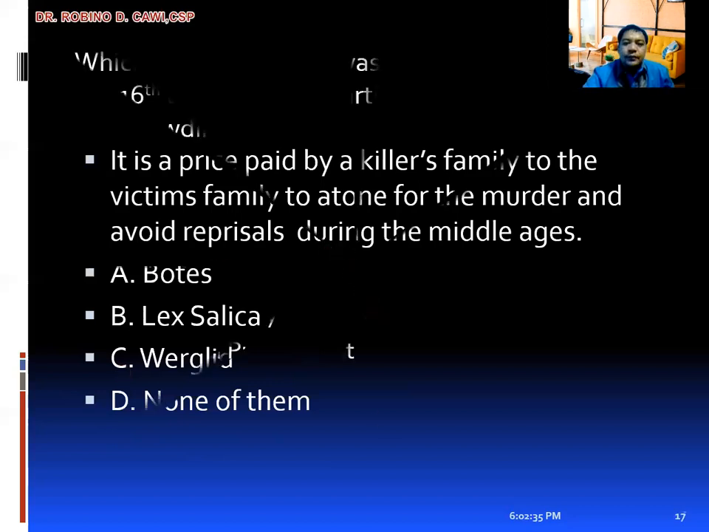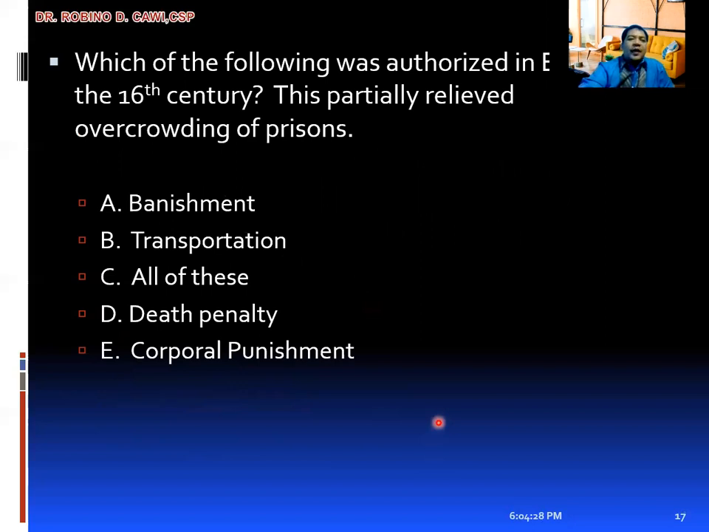Next question. Which of the following was authorized in England in the 16th century? It partially relieved overcrowding of prisons. Okay. So the idea here, class, is: was there even a problem of overcrowding of prisons in England? Okay. So this is how it went.